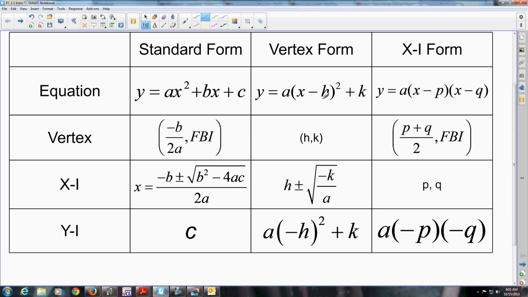To find a vertex, when it's written in vertex form, remember that you're going to read it opposite, and this is the same. And then it's just the coordinate (h, k).